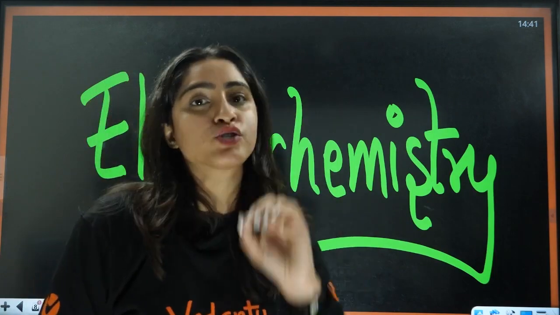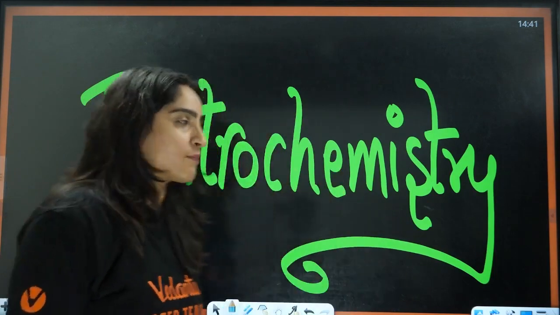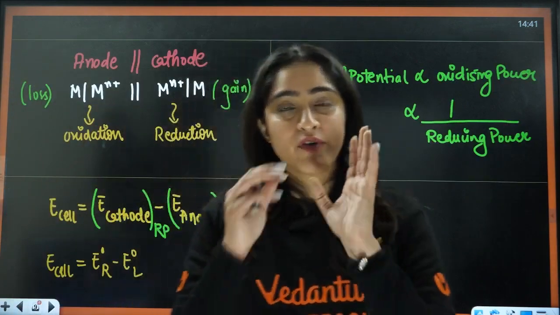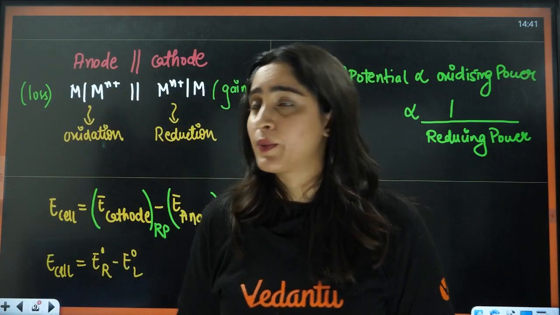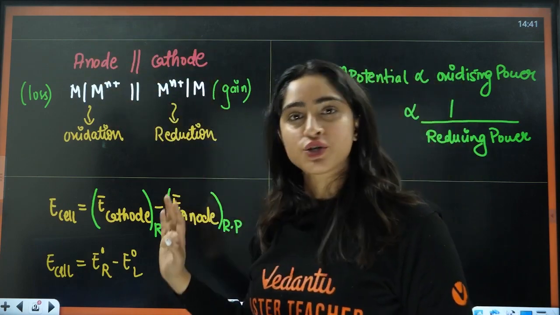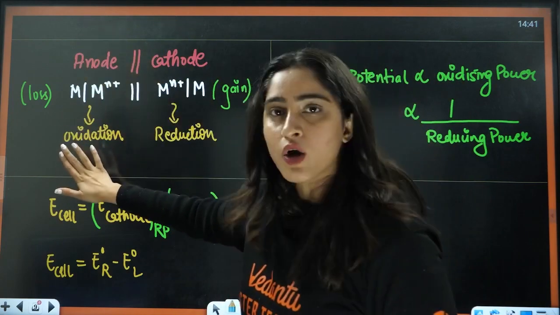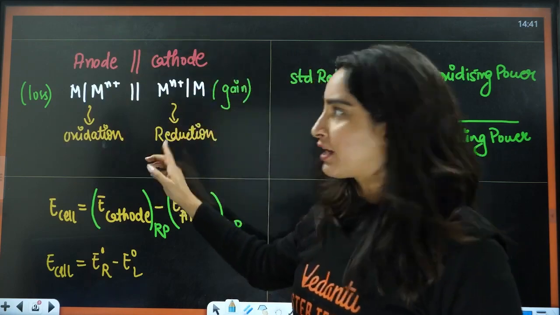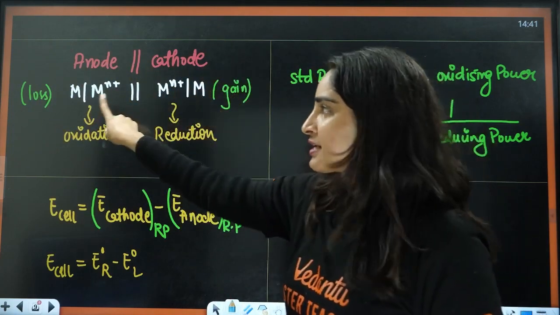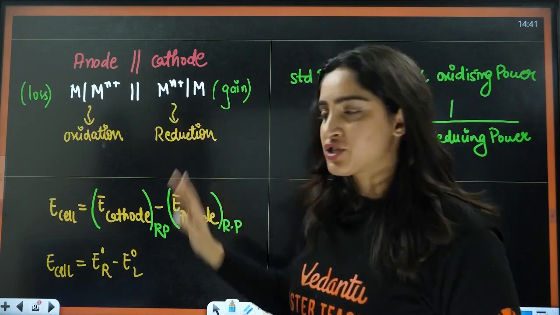Very important and very scoring chapter, so let us understand the formulas. There are just a few formulas, but very important formulas, especially the Nernst equation. So let us see, this is the anode, this is the cathode. This is a representation of the cell. Here at the anode there will be oxidation, at the cathode there will be reduction. That means here we have loss of electrons, here we will have gain of electrons, represented by this. This is the salt bridge here.